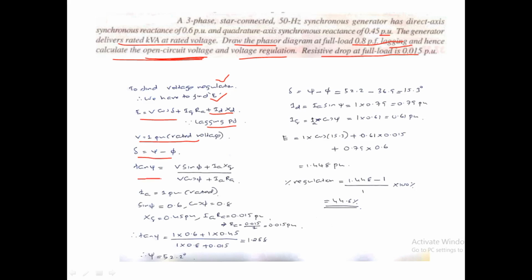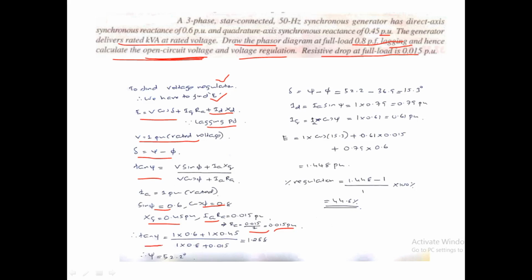For that, tan psi equal to V sin phi plus IA XQ divided by V cos phi plus IA RA. V equal to 1 per unit, IA equal to 1 per unit, sin phi equal to 0.6, cos phi equal to 0.8, XQ equal to 0.45. IA RA, the resistive drop at full load, is 0.015 per unit. If you need RA you can find it, because IA equal to 1 per unit, so RA is also 0.015 per unit.